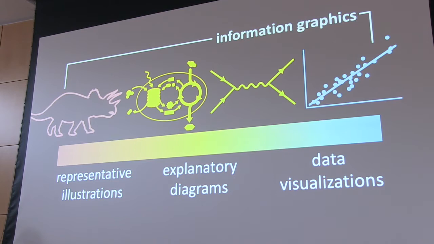But this may be a more widely accepted and useful way of categorizing things: representative illustrations, explanatory diagrams, and data visualizations, all under the umbrella of information graphics. Here are a few examples of graphics from the magazine to give you a better sense of what I mean by each of those general categories.